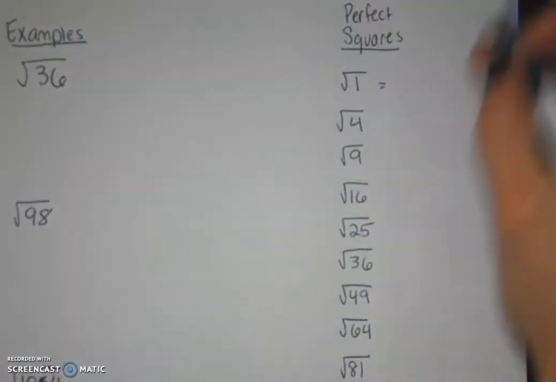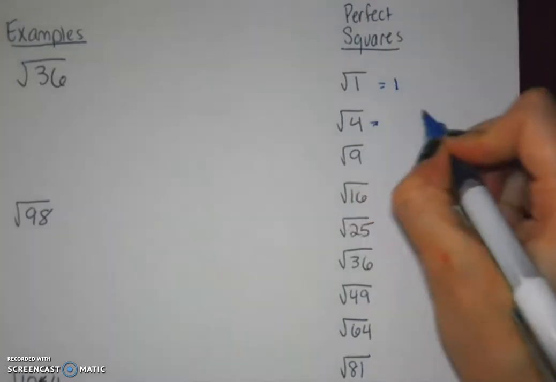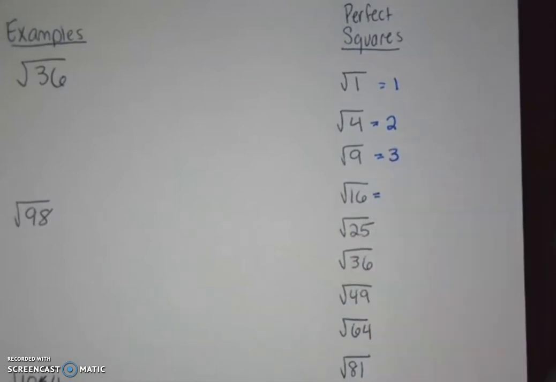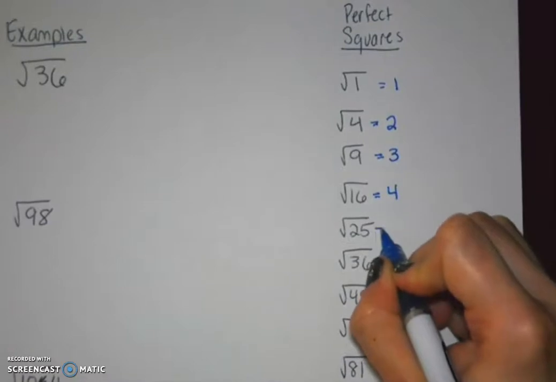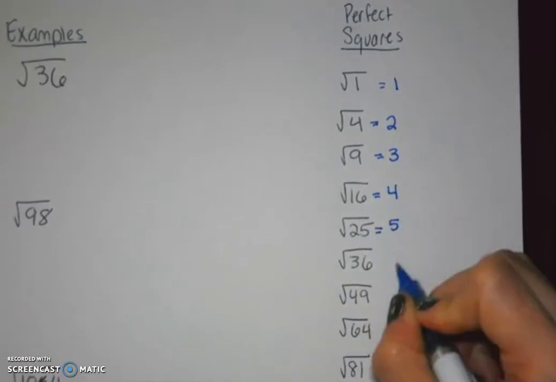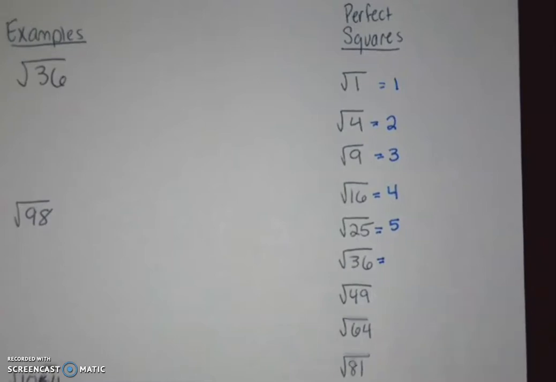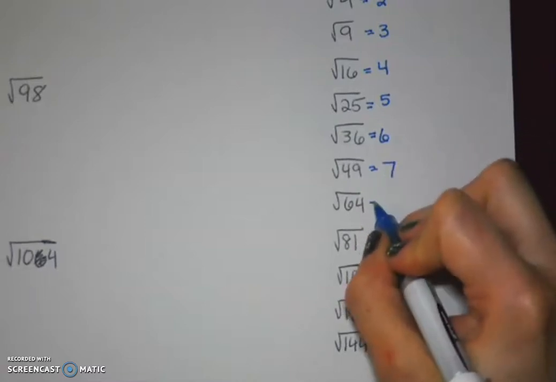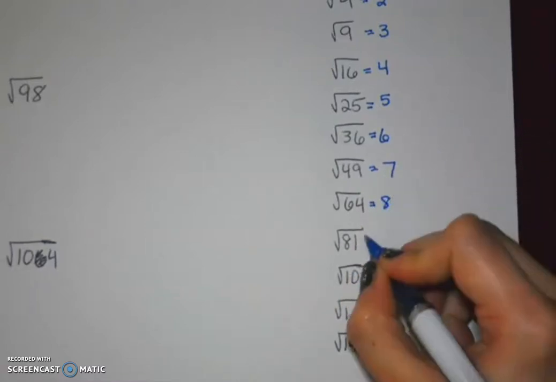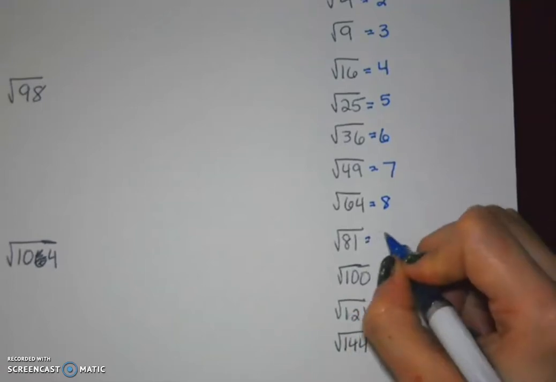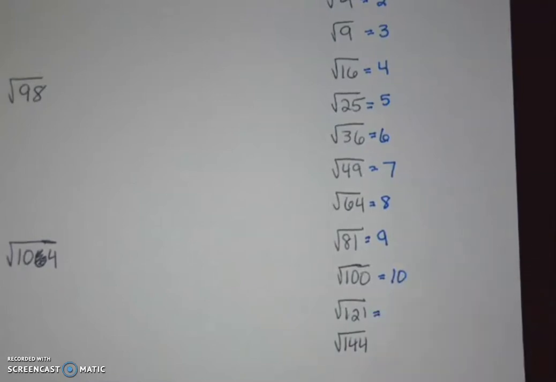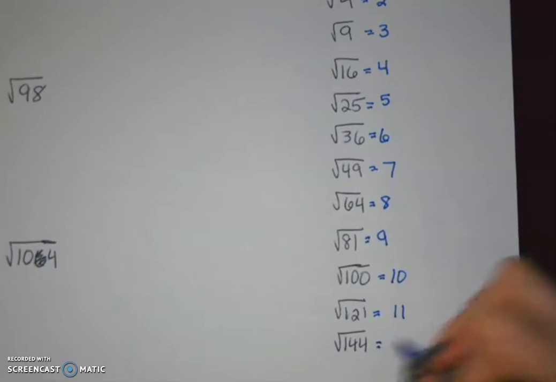We know that the square root of 1 is 1, the square root of 4 is 2, the square root of 9 is 3, the square root of 16 is 4, the square root of 25 is 5, the square root of 36 is 6, the square root of 49 is 7, the square root of 64 is 8, the square root of 81 is 9, the square root of 100 is 10, the square root of 121 is 11, and the square root of 144 is 12.